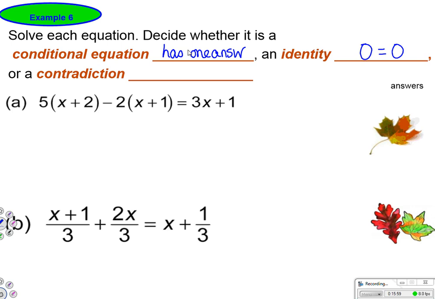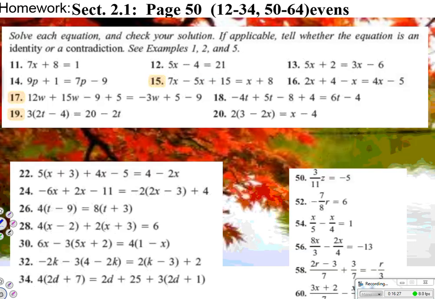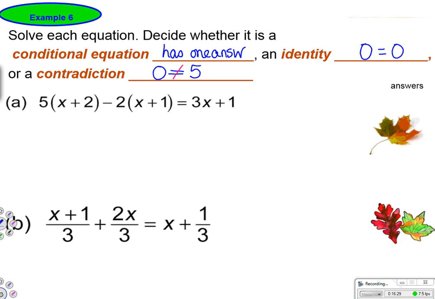A contradiction is going to be just what it says. It's going to be not true. It's going to look like 0 equals some number, maybe 5. And when we analyze that, we tell ourselves, oh, this is not true when I get done solving. So that's known as a contradiction. It contradicts itself, right? Alrighty, so let's do this one problem. There's just these 2 to go, and then we're done.